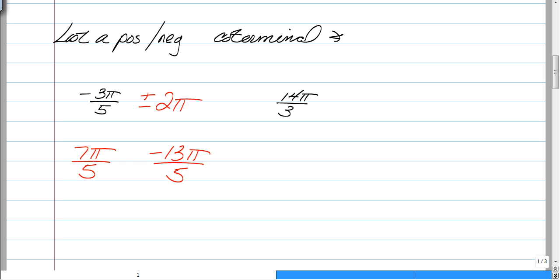Should you be able to do it in your head? Yeah, pretty close. But don't worry about it. That's what our calculators are for. 14 pi over 3. Add 2 pi. Change it to a fraction. You get 20 pi over 3.